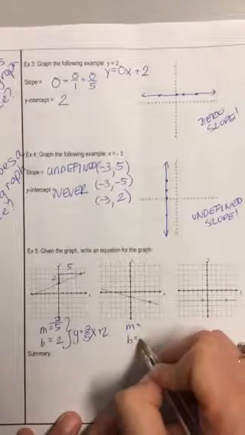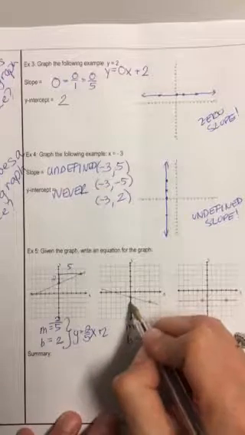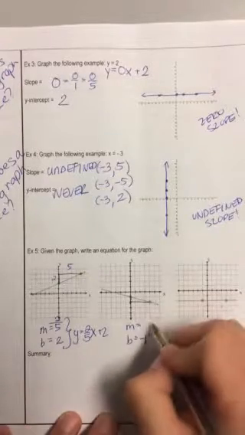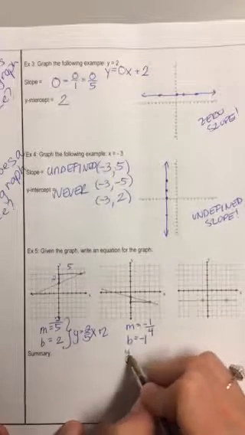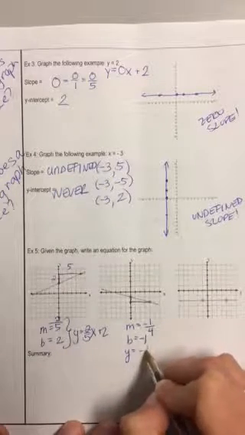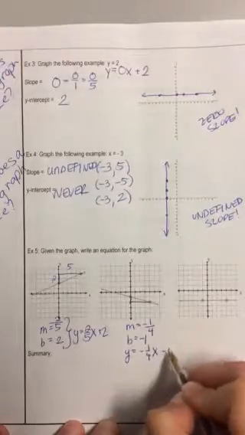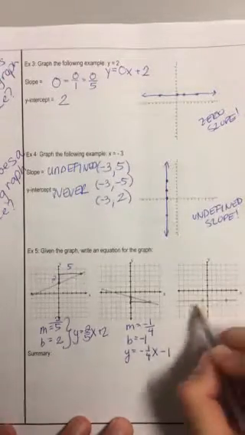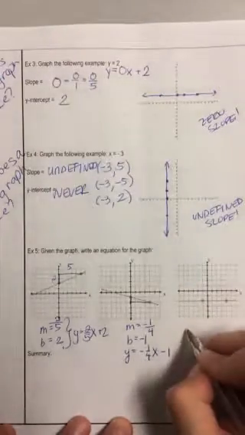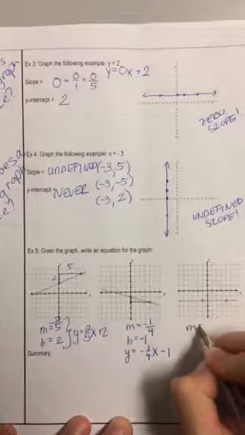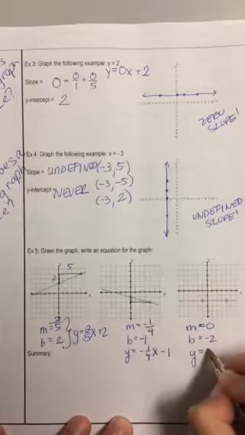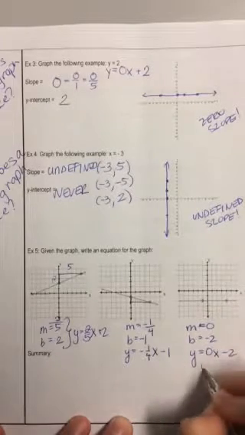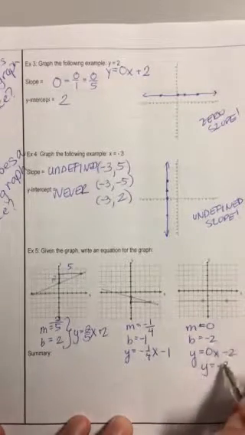How about this one? My y-intercept is -1. My slope is down 1 to the right 4. So I get y equals negative 1/4 x minus 1. And lastly, over here I have a horizontal line. I know it's a 0 slope at negative 2. Y equals 0x minus 2, or in other words, y equals negative 2.